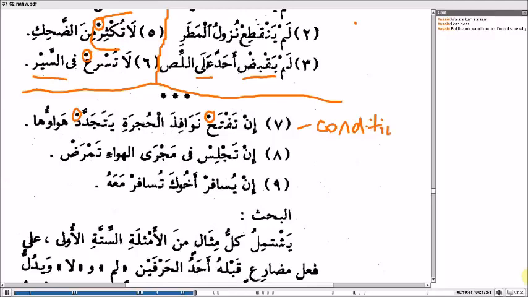Now, let me type on that line. Conditional. Okay? So if this, then that, both of them will be majzoom using in. Read for us the next one, Zubair.